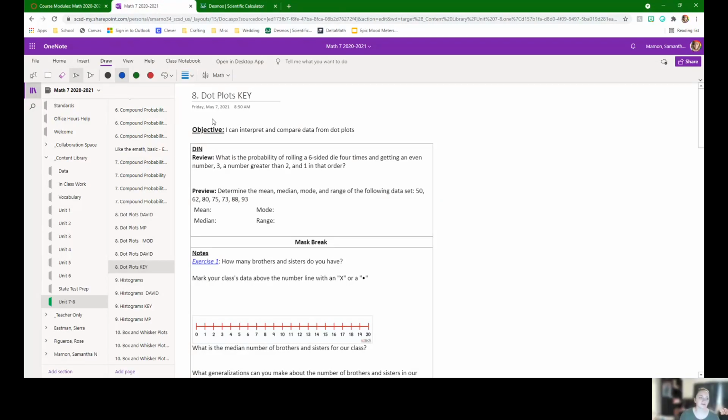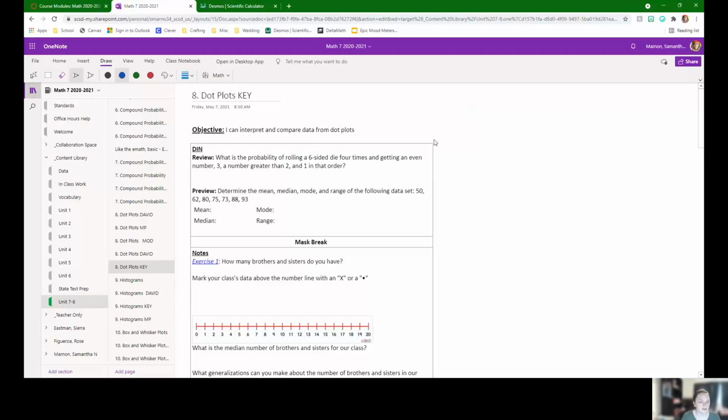But first, for our review questions about compound probability, what is the probability of rolling a 6-sided die 4 times, getting an even number, a 3, a number greater than 2, and a 1 in that order? So we remember compound probability, we can multiply each of the individual probabilities. So pause the video and see if you can answer this review question on your own.